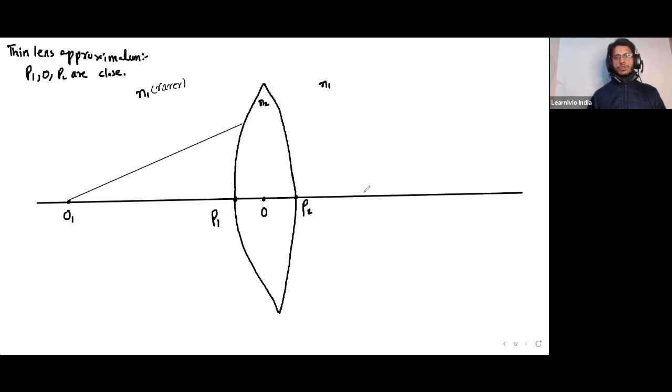This is P1, so the center of curvature of the first surface is here. The center of curvature of the second surface is here. This is C2. Next, let's draw a normal over this point.